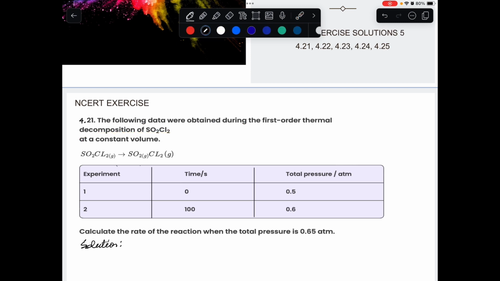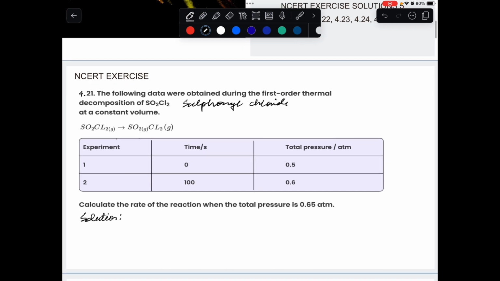What is SO2Cl2? SO2Cl2 is sulfonyl chloride. Okay, and the equation is given to you, that is your sulfonyl chloride SO2Cl2 gas is decomposing into sulfur dioxide gas SO2 and chlorine gas Cl2. Okay, this is the equation. And what other information here we have?